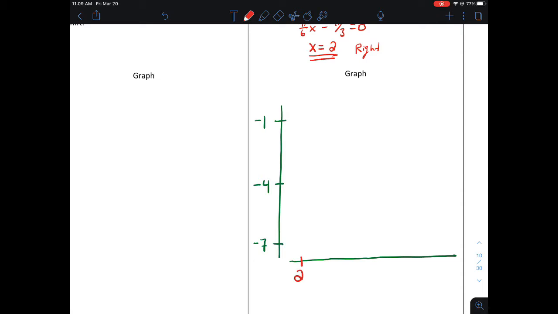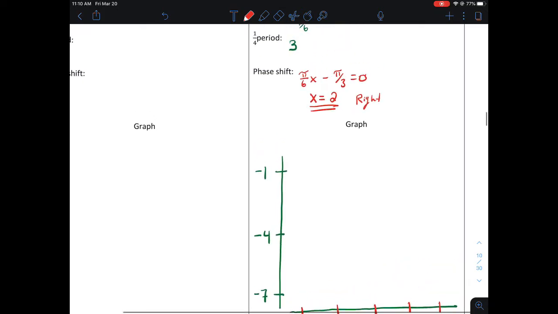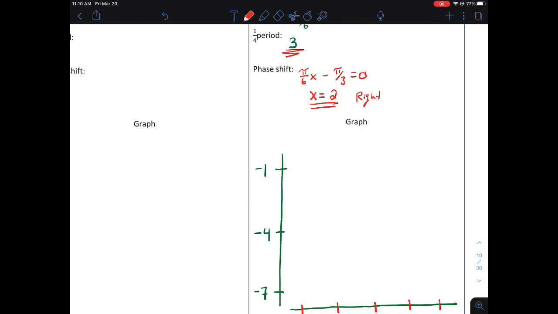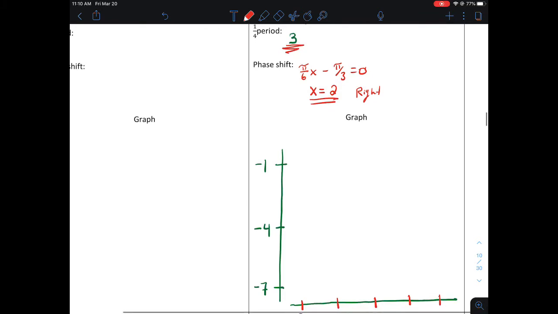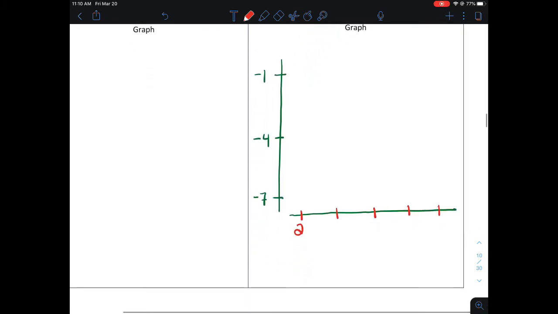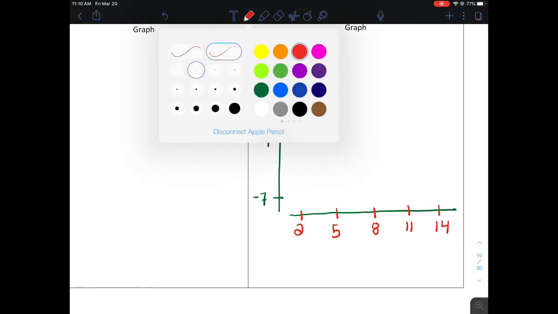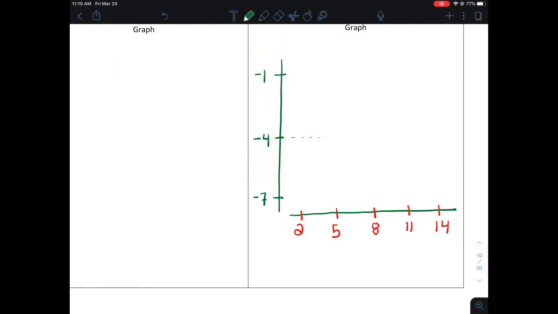Now it takes 5 numbers, 5 critical points to make a full period. My next number, I'm going to add a quarter of my period to get the other numbers. So I go 2, add 3 gives me 5, add 3 gives me 8, add 3 gives me 11, add 3 gives me 14. So I have my horizontal scale. Now I want to try to graph this cosine function. I'm going to make a dashed line for my midline.